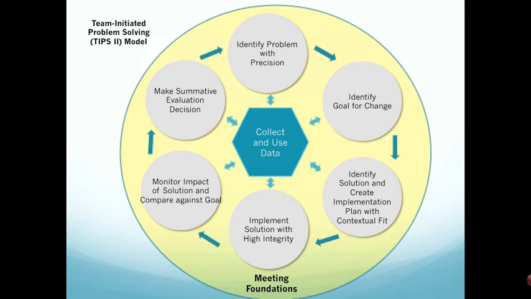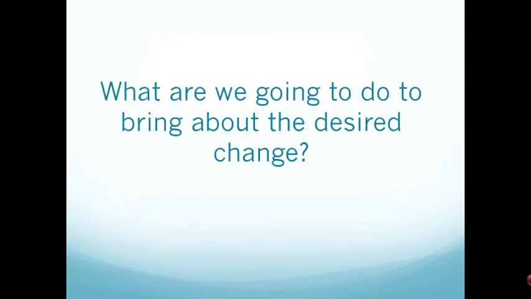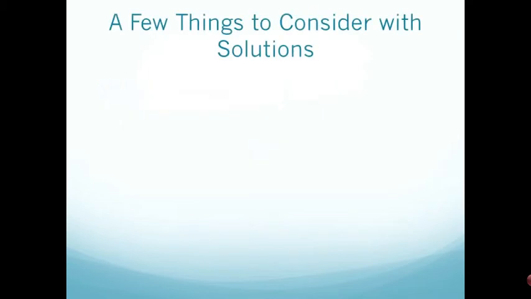Once we've identified our problem with precision and identified the goal for success, we now have the elements to be able to align with solutions to bring about this desired change. Some critical things to think about when we're looking at our solutions. We need to use the precision elements in our statement.